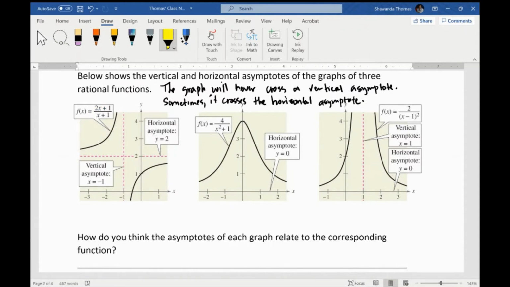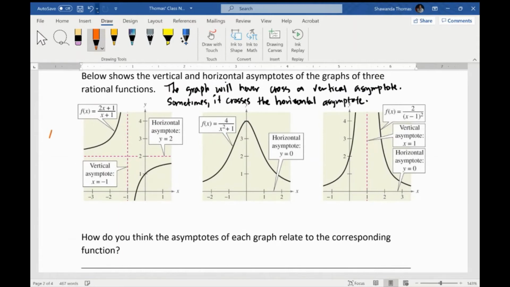So what's the denominator for this function? x plus 1. Yep, we would just set x plus 1 equals 0 and solve for x. Y'all see that we end up getting x equals -1 for the vertical asymptote? Any questions about that one?